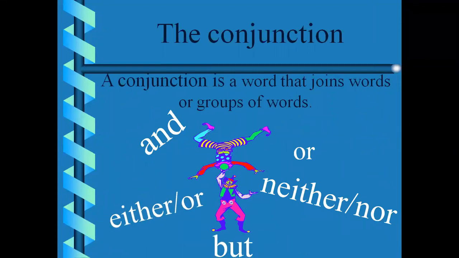The conjunctions. The conjunctions are words which we use to join two sentences or to make two sentences just one sentence, okay? We use them also to connect two ideas or two sentences. A conjunction is a word that joins words or a group of words. Conjunctions like and, either, or, neither, nor, but, all of these are conjunctions. Okay, conjunctions means connectors.